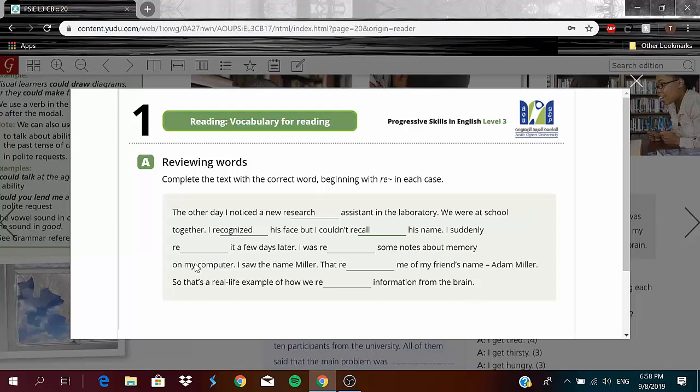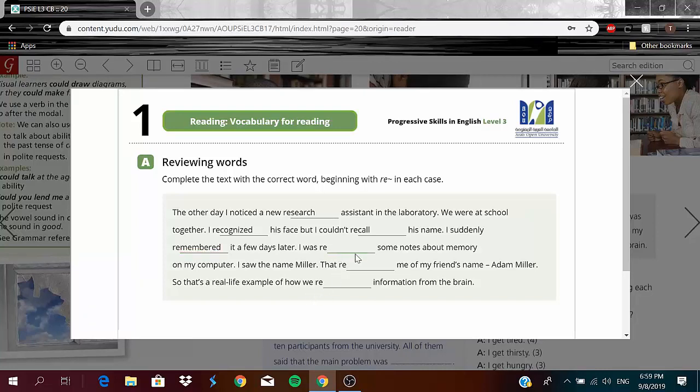I suddenly dash it a few days later. Okay, so I suddenly remembered, right? He had or she had a sudden remembrance for his name. So how will we write this? We'll write this like so: remembered it a few days later. Okay?